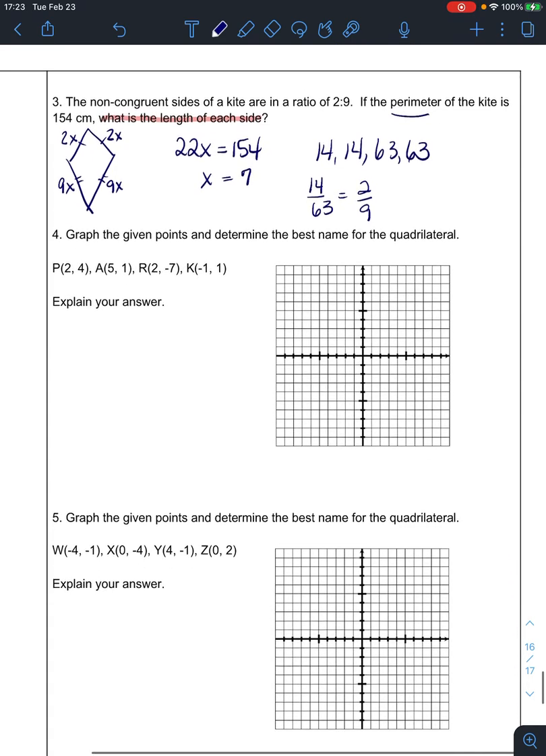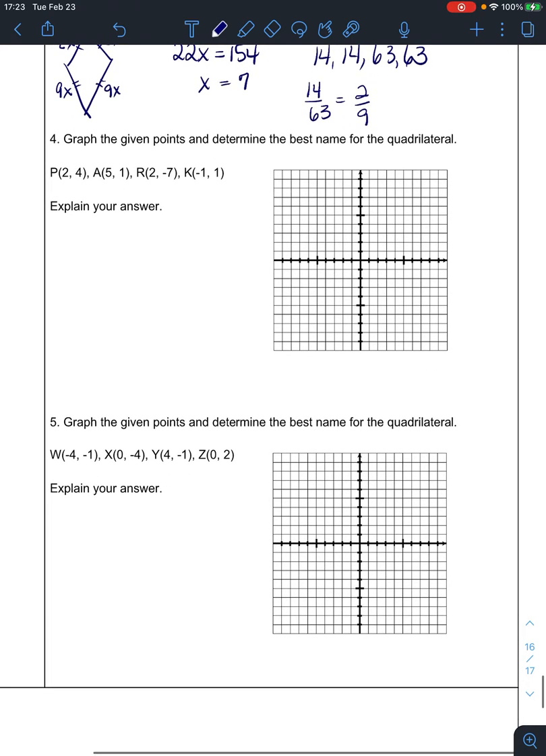So if we go back and look at our coordinate geometry, let's look at this one. P is at 2, 4. A is at 5, 1. R is at 2, negative 7. And K is at negative 1, 1. So the question is, determine the best name for the quadrilateral.